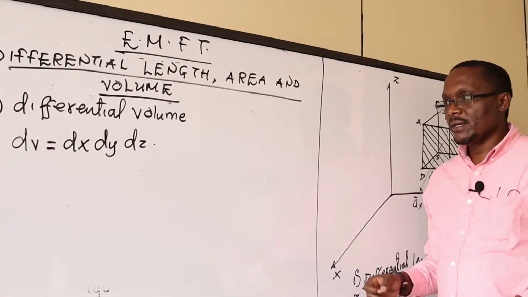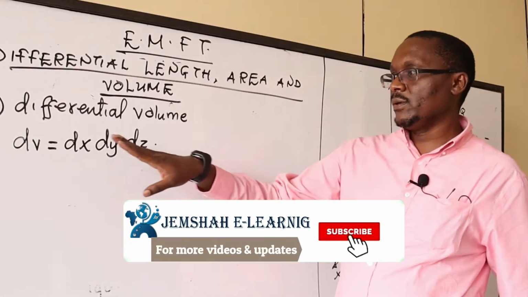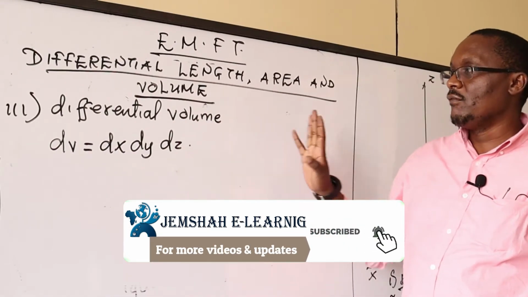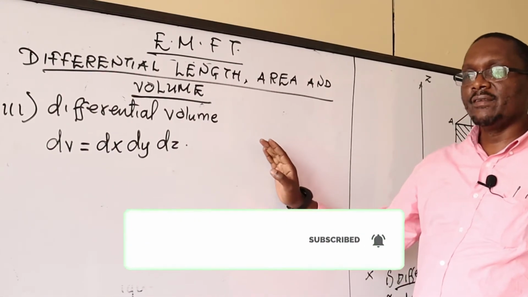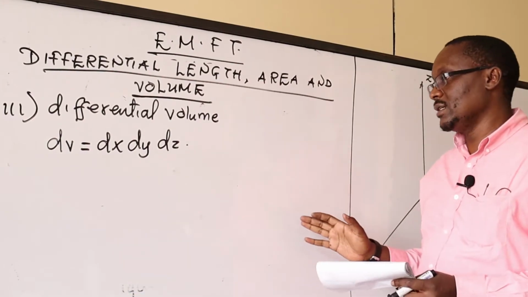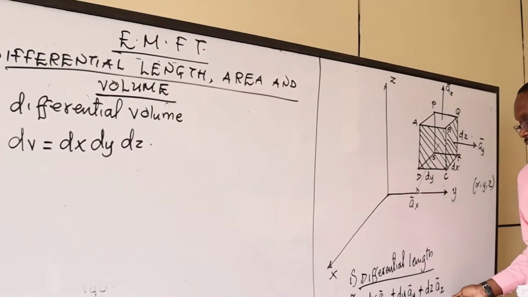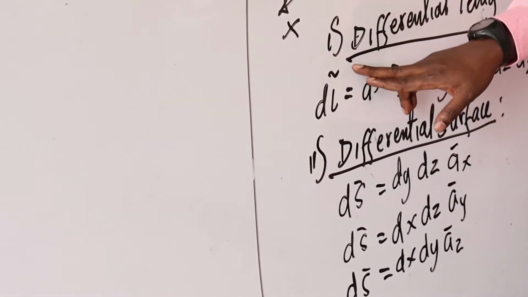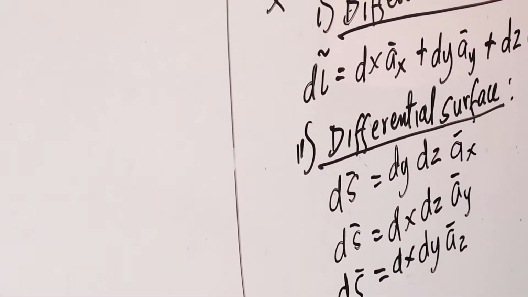And again, something very important that we need to note. If you look at differential volume, I've not indicated a bar on top, meaning that volume is a scalar quantity. A differential volume is a scalar quantity, unlike length and surfaces, which all have bars on top because they are vector quantities.